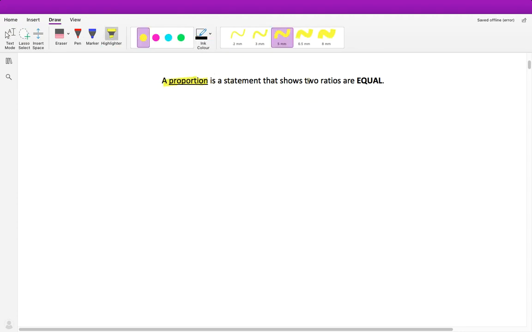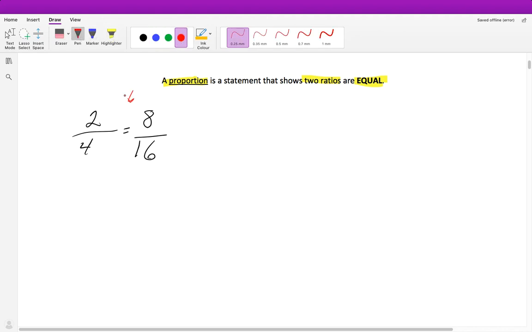A proportion is a statement that shows that two ratios are equal, right? So when I write this statement here, 2 over 4 is equal to 8 over 16, I'm telling you that it is a proportion because I'm giving you this equal sign in between. And remember, ratios can be written as fractions. So by saying that these two ratios are equal, that is telling you that this is a proportion.